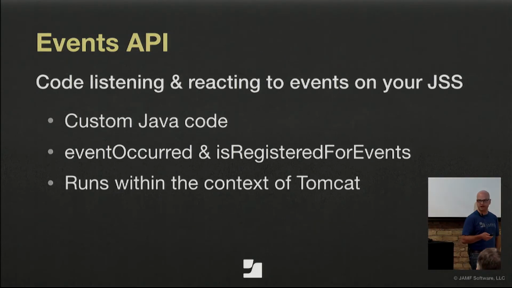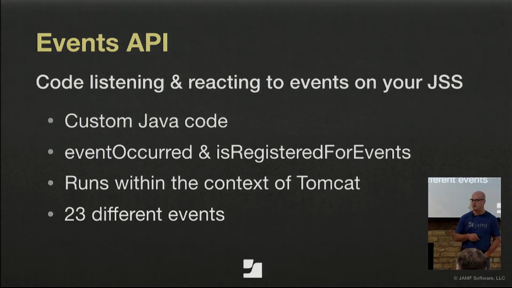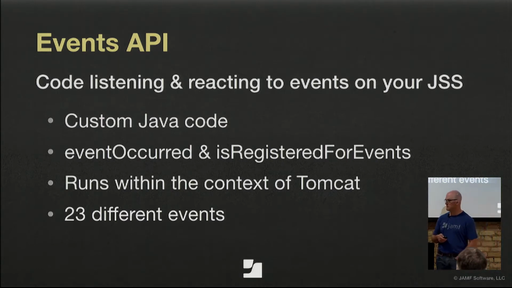Well, in addition to the classic API, we also have the Events API. This is where you can write up some Java code that listens for and reacts to different events that are occurring in your JSS server. You have two methods that you would need to override: the event occurred as well as the is registered for events. And there are about 23 different events that you can listen for and react to, running within the context of Tomcat.